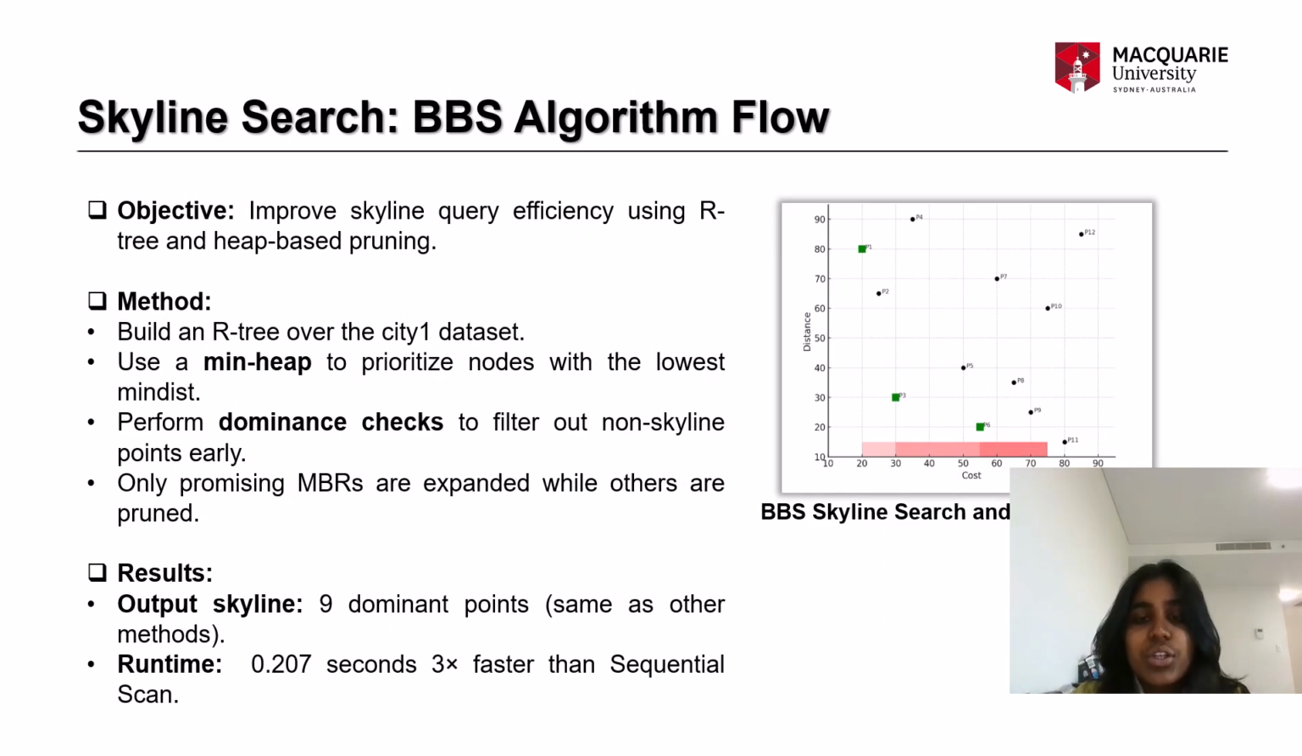This diagram shows the logic of the BBS algorithm. It starts from the root node, adds children to the min heap based on minimum distance, and iteratively expands the most promising entries. At each step, it removes dominated entries. This saves computational time. Compared to the sequential scan, BBS intelligently limits the search to high potential candidates early on. This drastically reduces the number of comparisons, which is especially beneficial when dealing with large datasets or small skyline sizes.